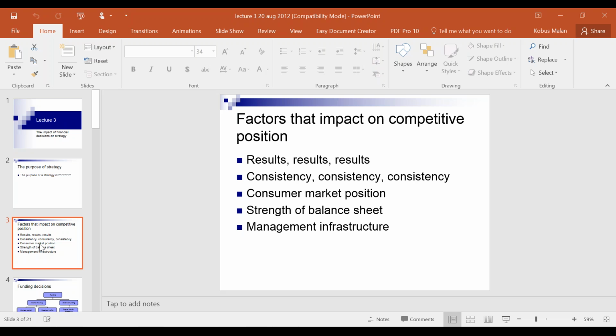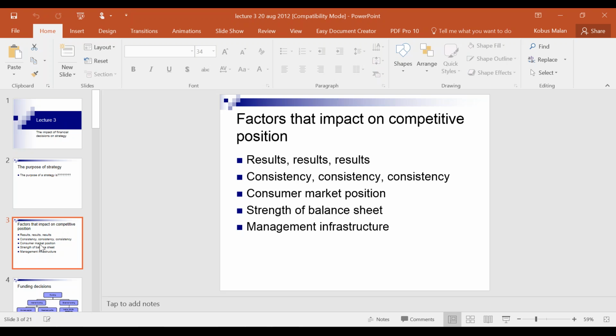The fourth aspect that impacts on your competitive position is the strength of your balance sheet. It is impossible for a business to have a good strategy and to be able to compete without a solid balance sheet. A solid balance sheet reflects the cash flow of the business. It reflects the strength of the assets in case of misfortune. And the strength of the balance sheet also gives confidence to investors.